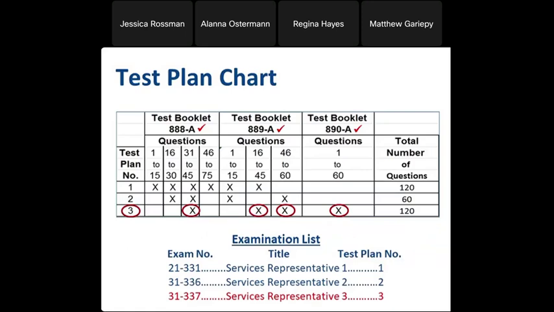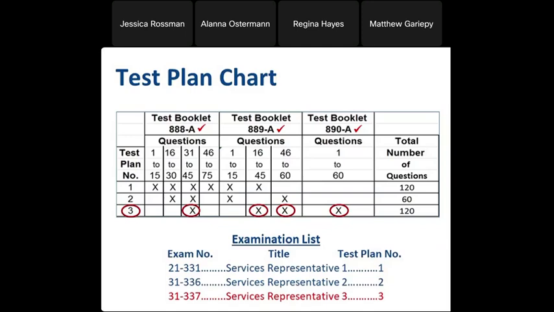As I said a moment ago, the candidate directions will show the test plan Carlos will need to use for the exam he is taking. Carlos will use the test plan to find out which test booklets he needs and which test questions he should answer in a booklet. The monitor is not permitted to help Carlos with this, so he should take his time to read through the information.